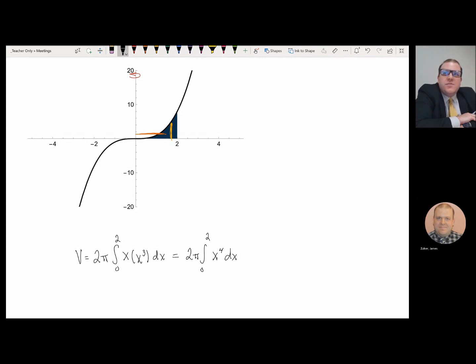It's a simple integral. 2 pi over 5 times x to the 5th. The value from 0 to 2, that's clearly 2 to the 5th, which is 32. Times 2 is 64. We get a volume of 64 pi over 5, which should be exactly what we got when we did disk method. This method just required a bit more work to set up.